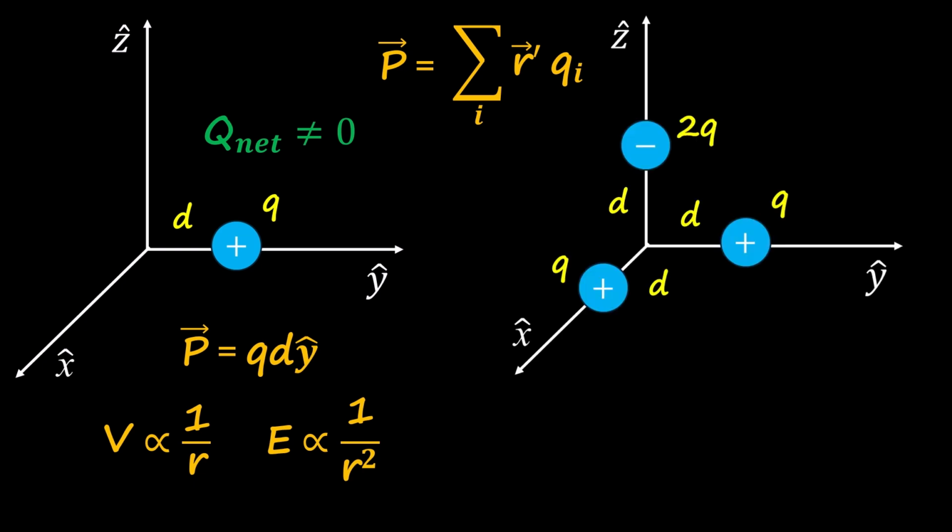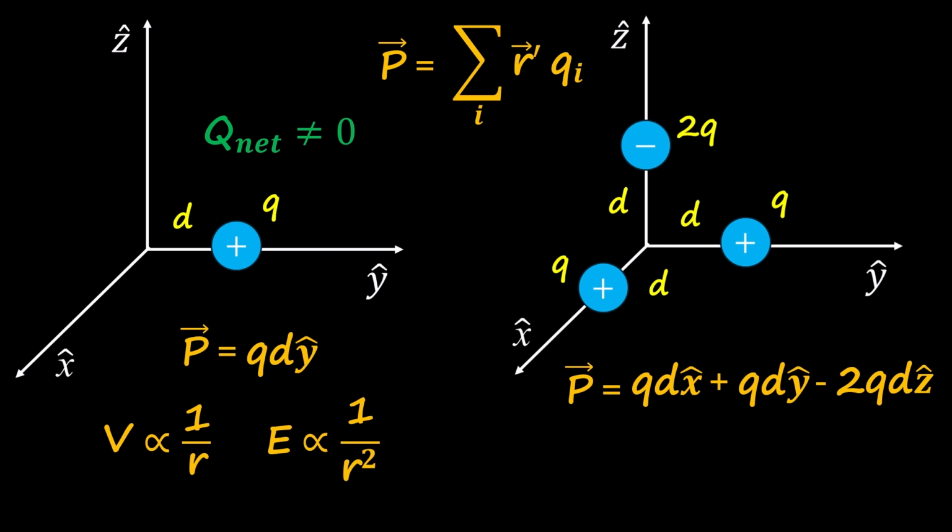What about this example? Okay, here we have three discrete charges. So using the discrete formula, the P vector will be equal to QD x cap, that is the charge on the x-axis, then QD y cap, that is the charge on the y-axis, and minus 2QD z cap, that is the charge on the z-axis. So this is the dipole moment.